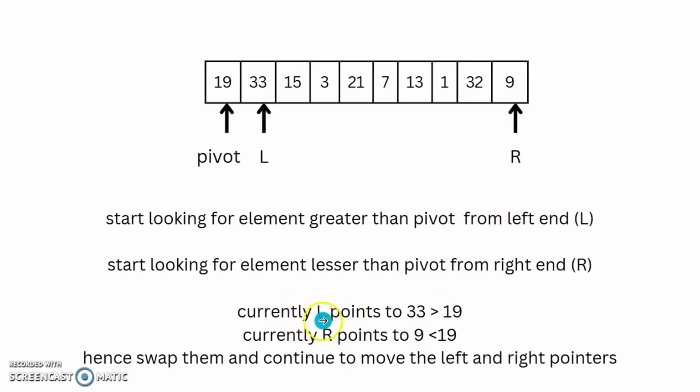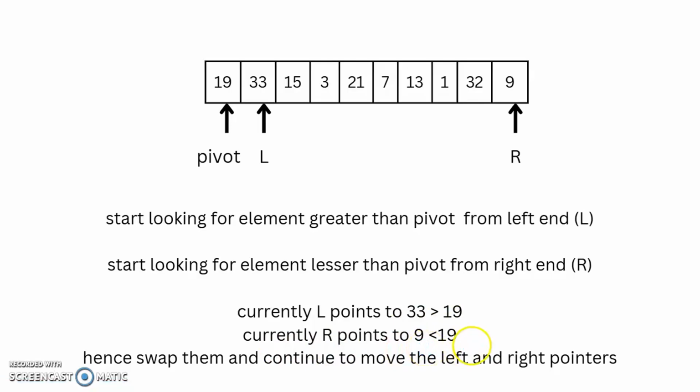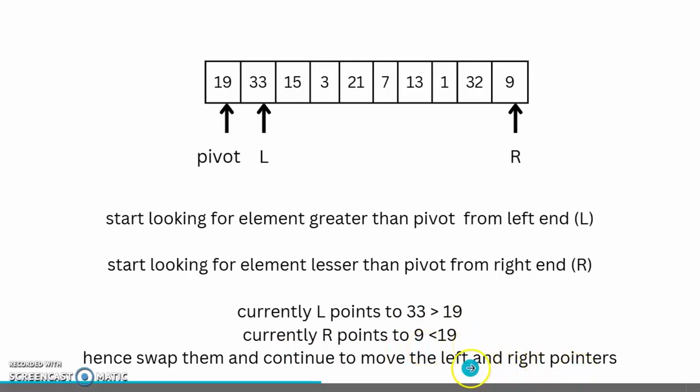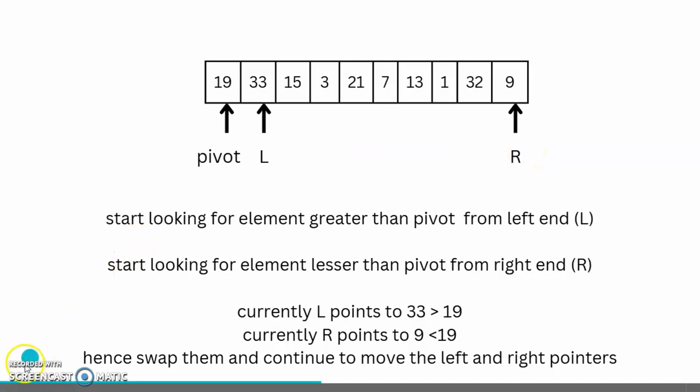So currently left pointer L points to 33, which is greater than 19, and currently the right pointer R points to 9, which is lesser than 19. So we swap these two values and continue to move the left and right pointers. That means 9 will come in place of 33 and 33 will come in place of 9. The logic is to move the elements which are greater than 19 from left side to right side, and move the elements which are lesser than 19 from the right side to left side.